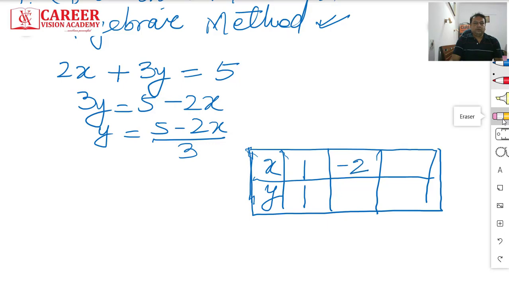minus 2, if you put in place of x, it will be 5 minus 2 into minus 2, that will be 5 plus 4 upon 3, 9 upon 3, and you will get the value of y as 3. Although when you get these 2 points, we can form a line by joining these 2 points also. But if we find out 3 points, you get a sure certain line. That means if you have made any mistake anywhere in solving and finding these points, you won't get a straight line if you take 3 points.